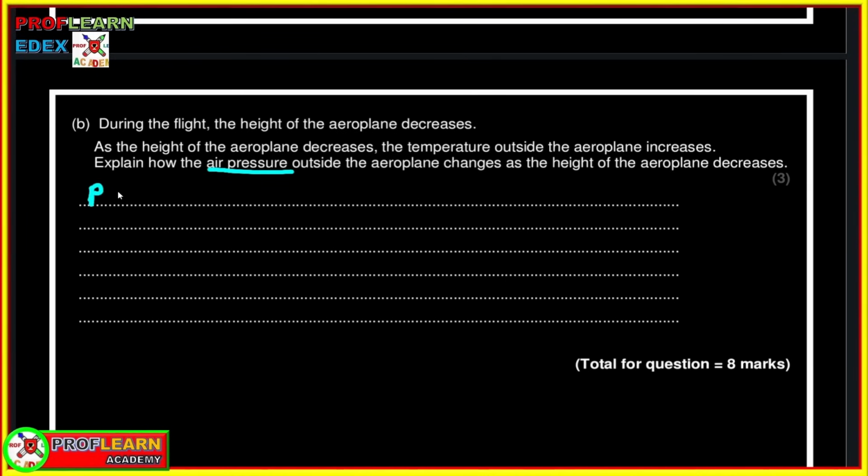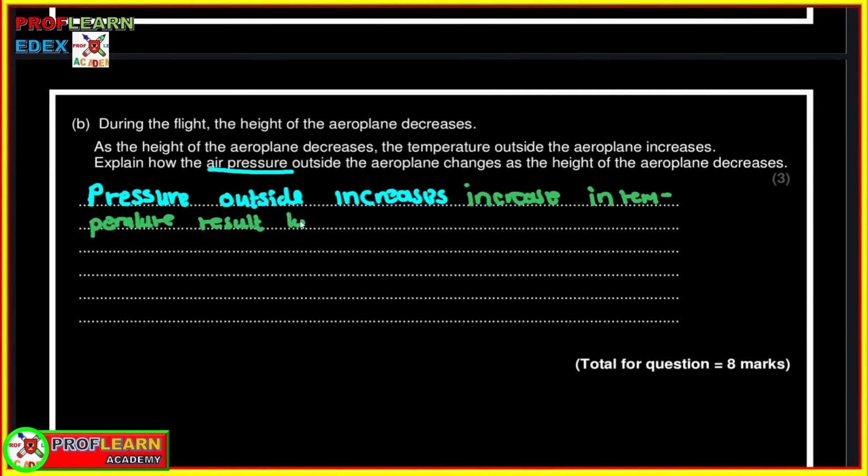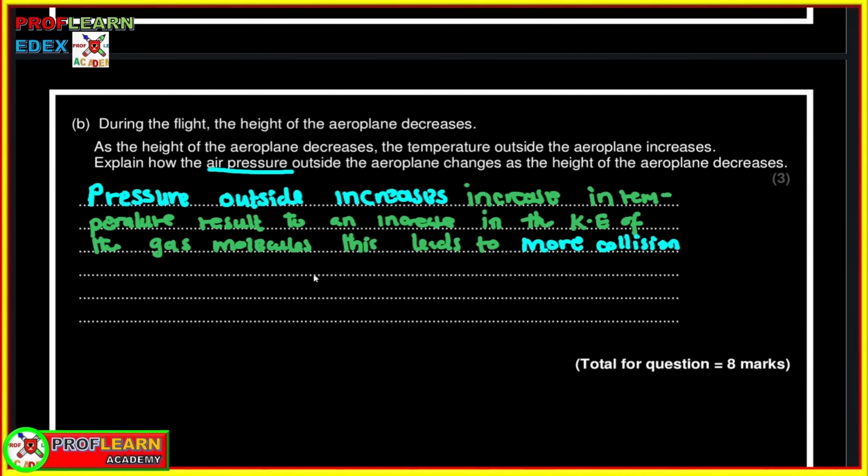So we need to say that pressure outside increases, and we're going to give the reason as to why this increases: as a result of increase in temperature, which results in the increase in the kinetic energy, making the particles collide more often, and this results in an increase in pressure.